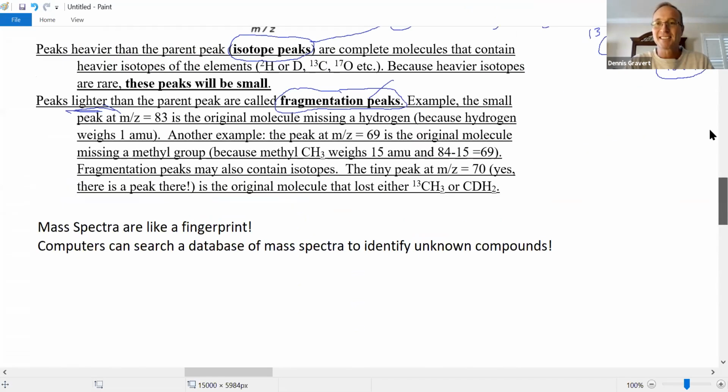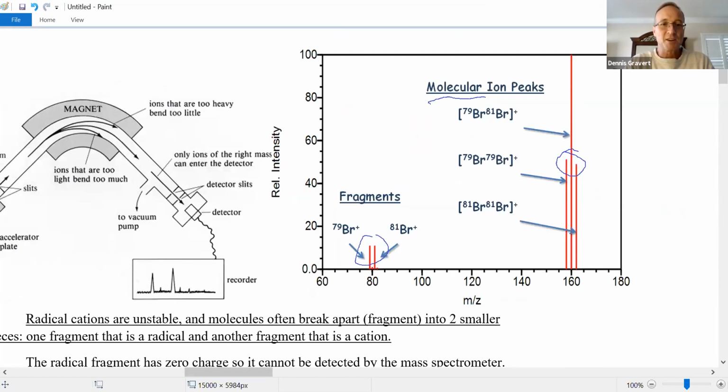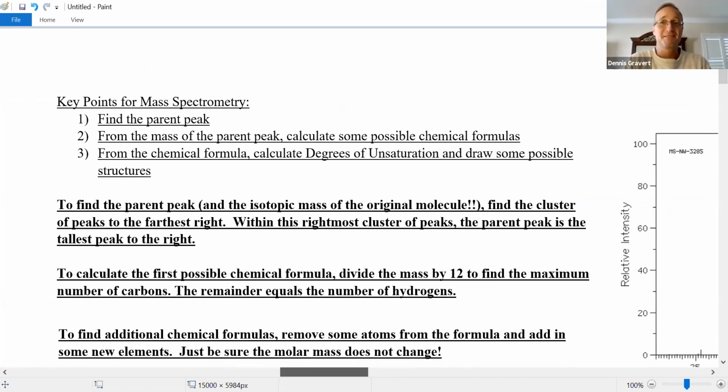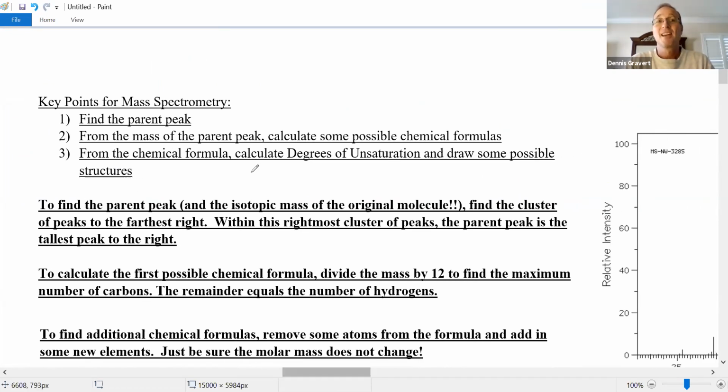All right, everything okay on this side? All right, more nitty gritty. Let's go into full analysis mode. So let's put us in the realm of what do we do on an exam? What do we do for the homework? Well, 3 steps when dealing with the mass spectrum.